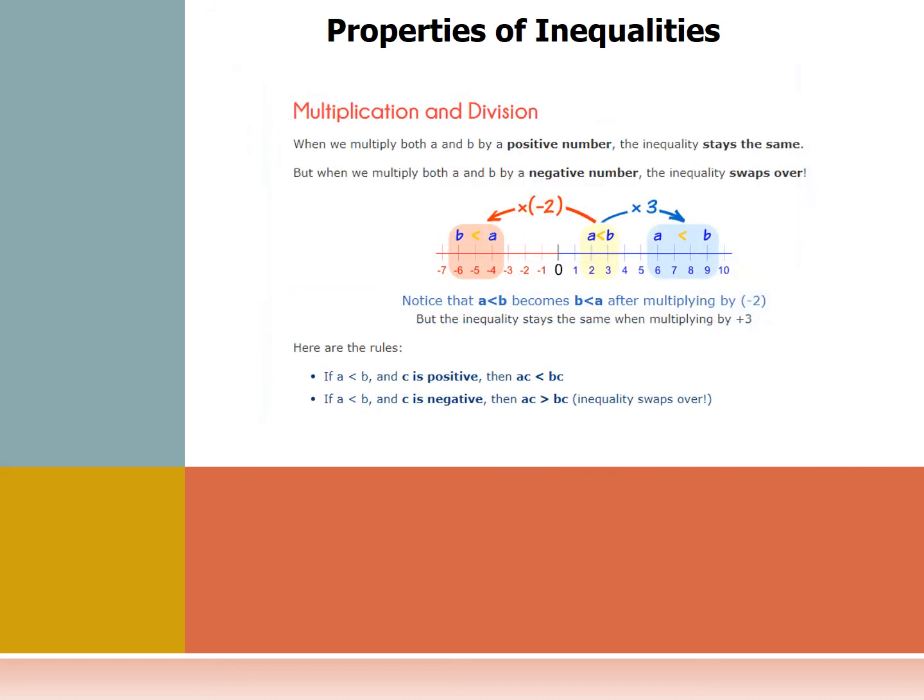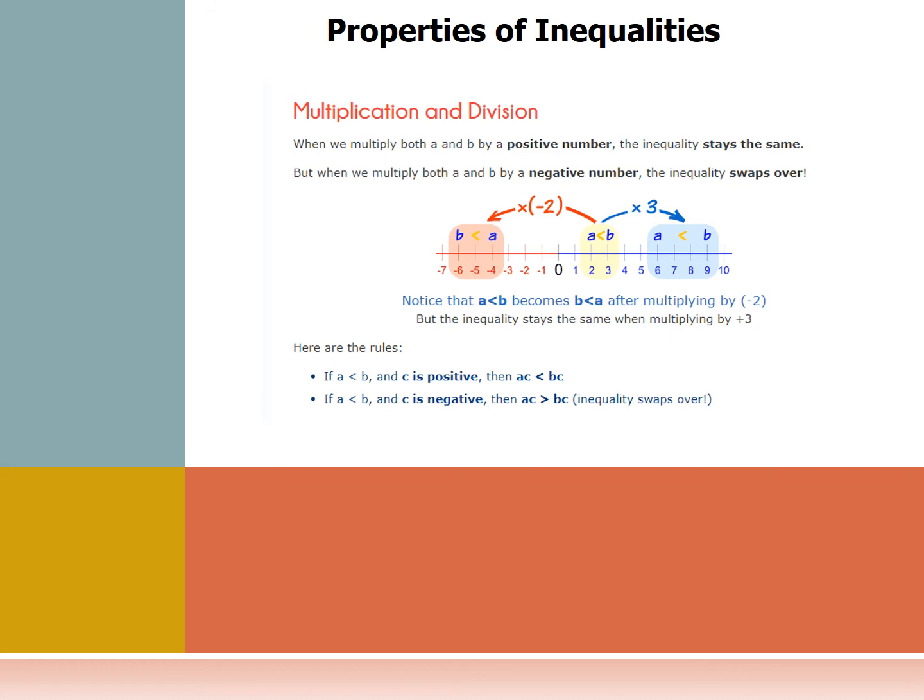But for multiplication and division, when we multiply both A and B by a positive number, the inequality stays the same. But when we multiply both A and B by a negative number, the inequality swaps over. That means you will change the position of the numbers. And here is the example with the graph.